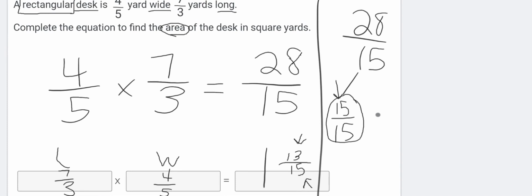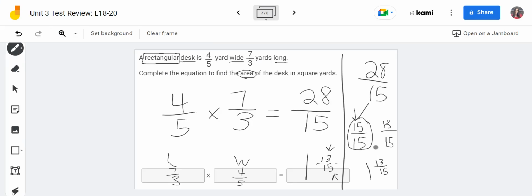Now here's where it gets a little tricky. 15 plus something is going to give me 28. So I could take 15 and count up to 28. 15 in my head, 16, 17, 18, 19, 20, 21, 22, 23, 24, 25, 26, 27, 28. I know that would take me 13 times. So I would get the same answer, a whole, and 13 out of 15. I hope this helps.